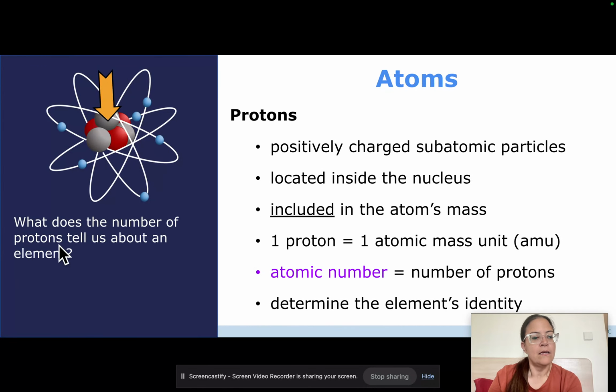Okay. So what does the number of protons tell us about an element? It tells us part of its mass, but it also tells us its identity. Which element it is depends on how many protons it has. So protons basically give the element its name.